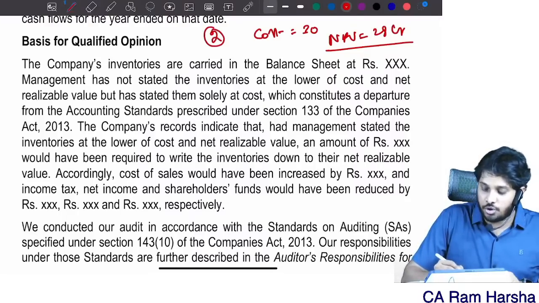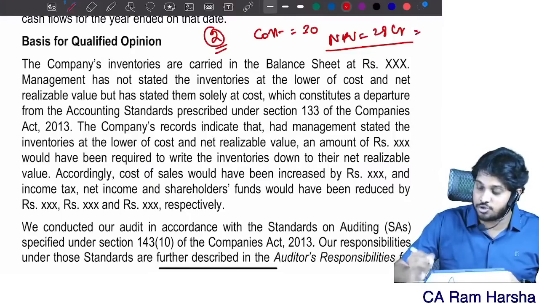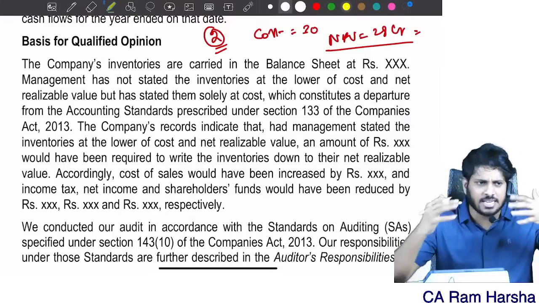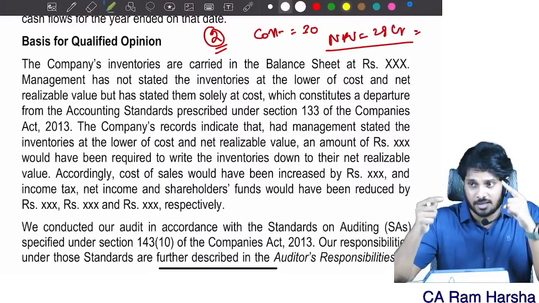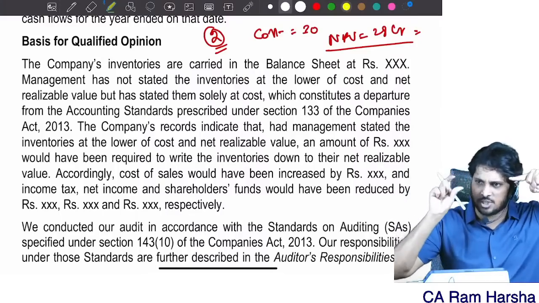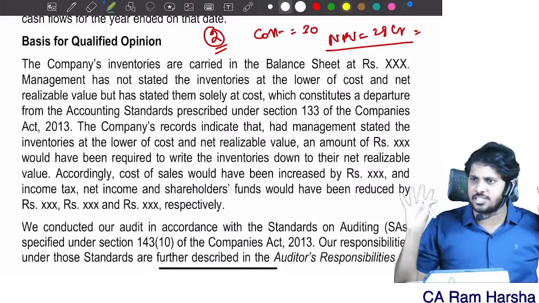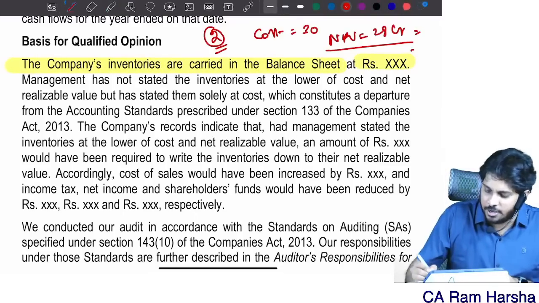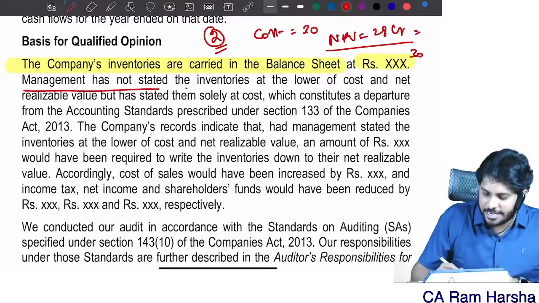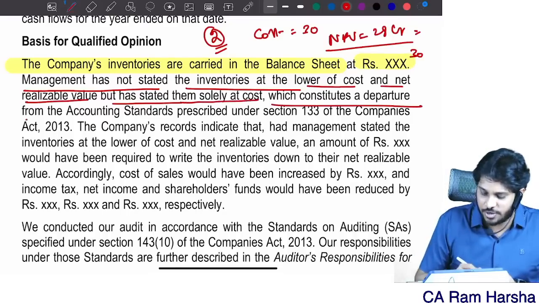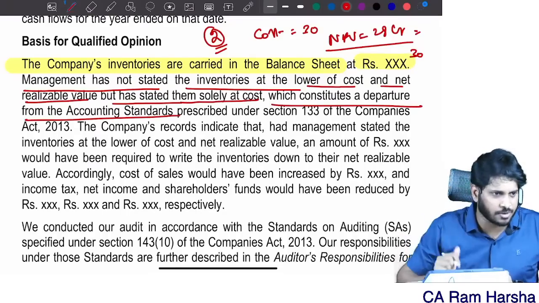Now, 2 crore is the misstatement. Why is there a misstatement? The company is supposed to value inventory at 28, but they valued it at 30. 2 crore is a misstatement. So that is the reason why we qualified, correct? Now we qualified in the opinion section. We said: qualified opinion, except for the effect of the matter described in the basis for qualified opinion section of our report, the aforesaid financials are true and fair. What is that matter? The company's inventories are carried in the balance sheet at 30 crore. Management had not stated inventories at the lower of cost 30 and NRV 28 crore, but stated them solely at cost 30, which constitutes a departure from accounting standard, a deviation from accounting standard.